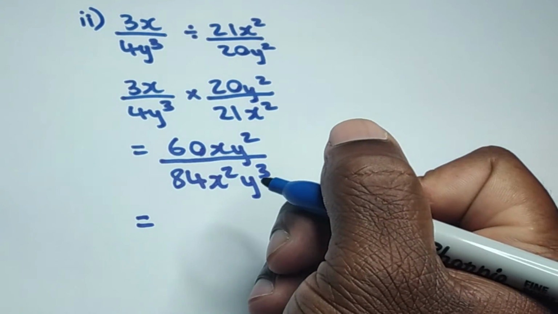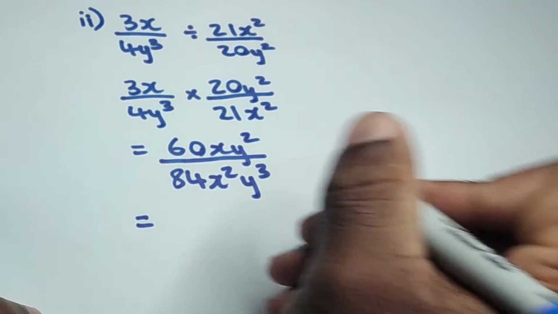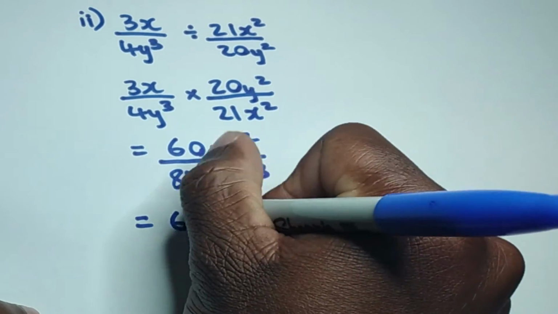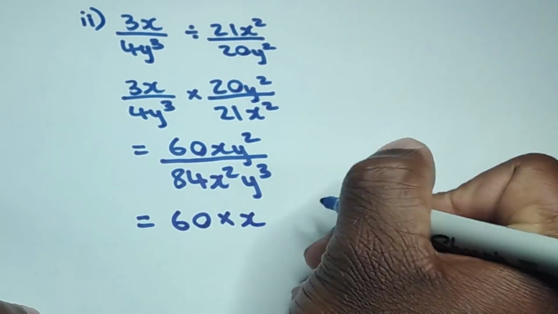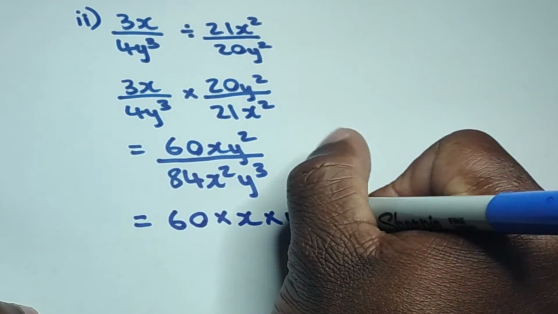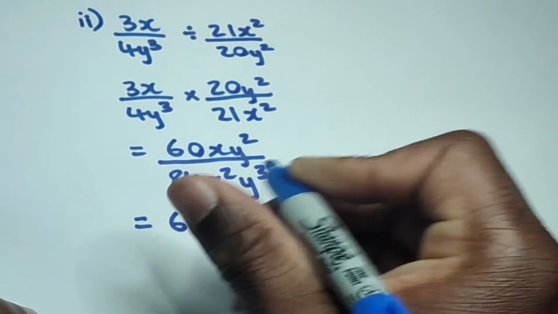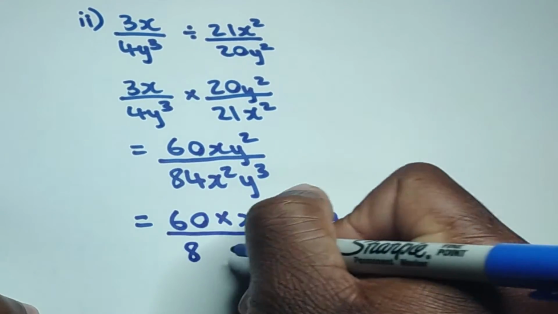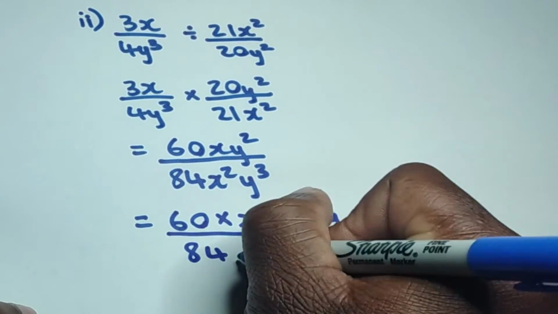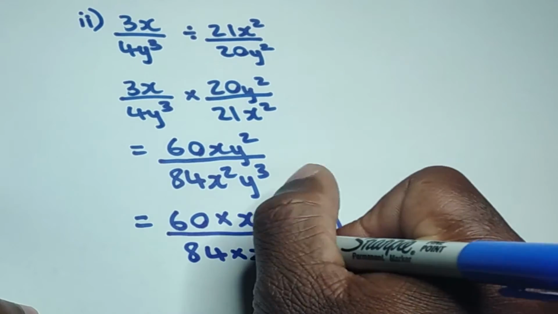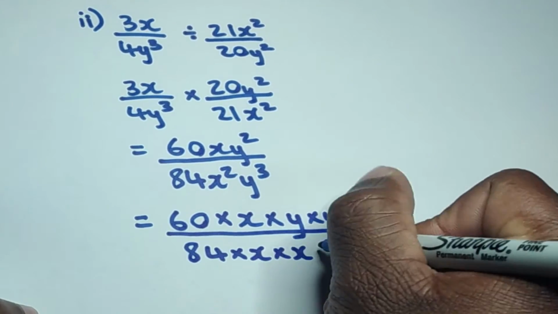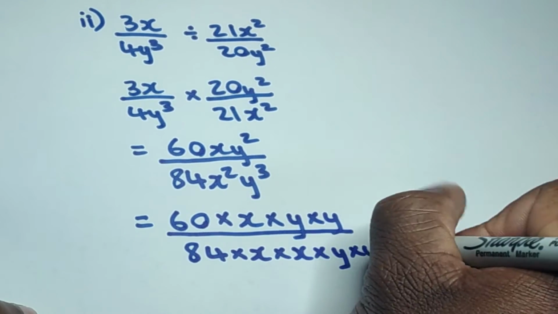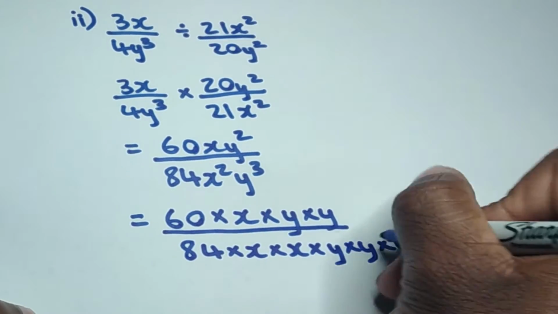So how do we go about reducing this thing? We can expand the numerators if we want to. So we can say 60 times x times y squared is the same thing as y times y, over, this is the denominator now, so 84 times x squared is the same thing as x times x, times y cubed is the same thing as y times y times y.